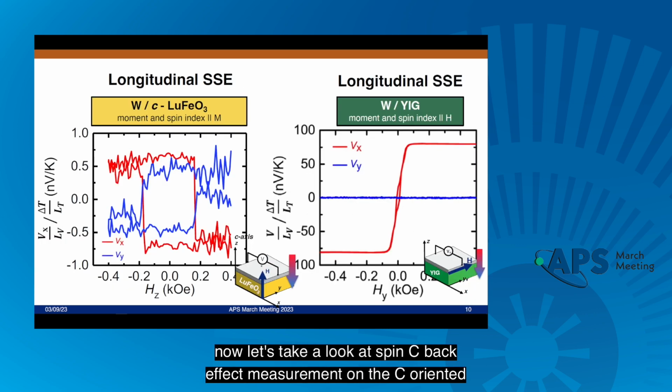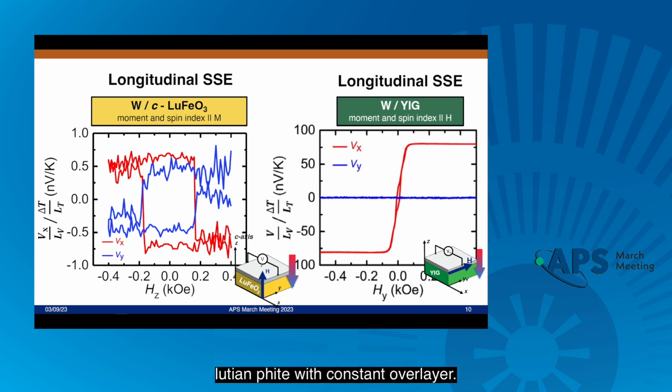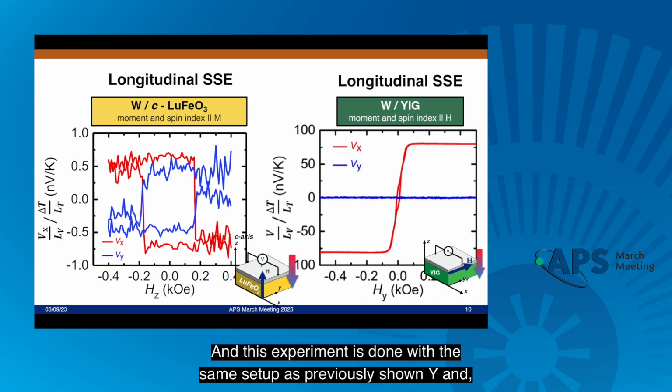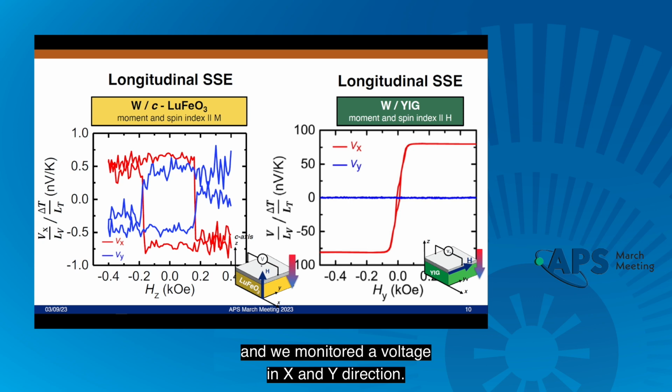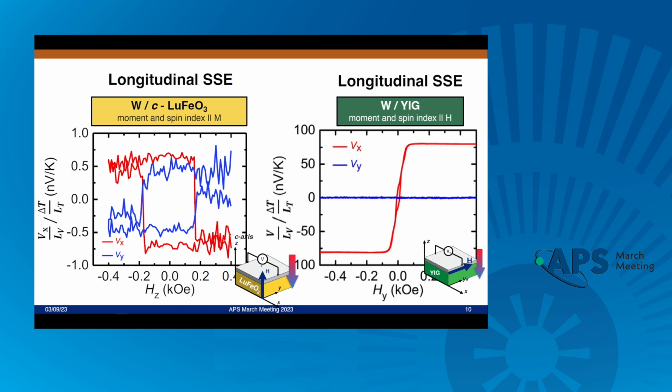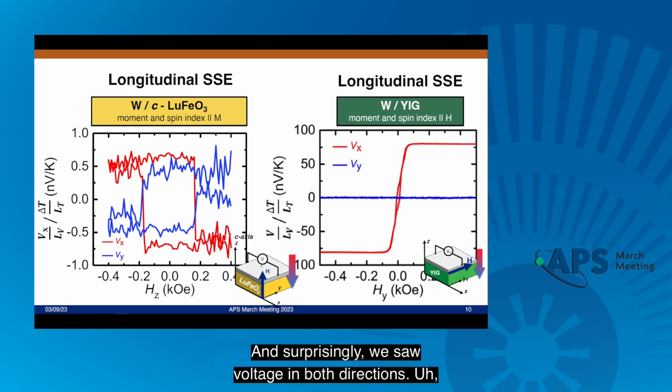Okay, now let's take a look at Spin Seebeck effect measurement on the C-oriented lutetium ferrite with tungsten overlayer. This experiment is done with the same setup as previously shown, YIG and tungsten. Here, we apply the temperature gradient out of plane. We apply the magnetic field along the c-axis as well, and we monitor the voltage in x and y direction. Surprisingly, we saw voltage in both directions, as opposed to YIG.